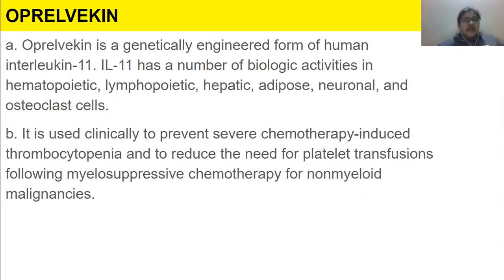All right, then we have Oprelvekin, okay. So it is a genetically engineered form of human interleukin 11. So it has a number of biologic activities in hematopoietic, lymphopoietic, hepatic, adipose, neuronal, and osteoclast cells. Osteoclast cells are those cells which destroy the bone, okay. Resorption may help with it.